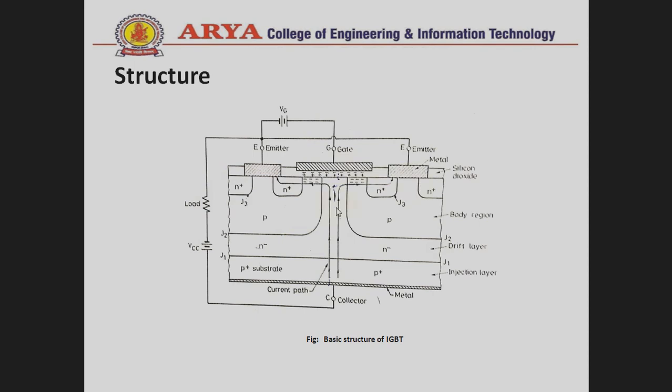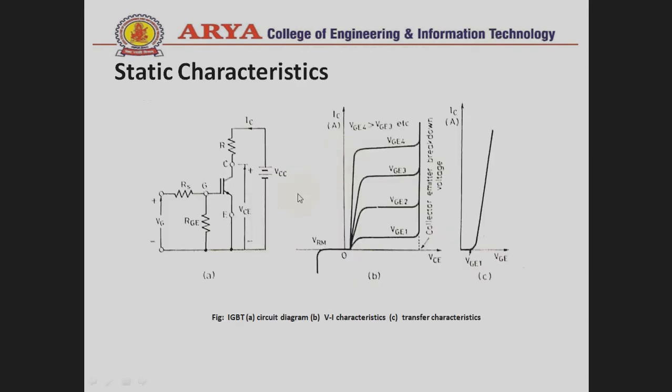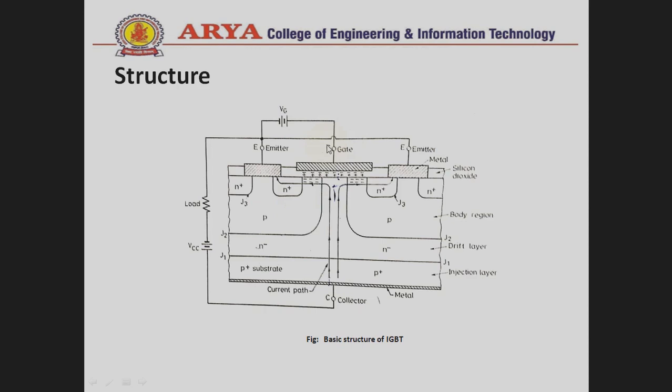And IGBT is a voltage control device because when voltage is present on the gate terminal, then the current flows from the collector to the emitter and a complete path is made for the current circulation, and the IGBT comes in the on state.